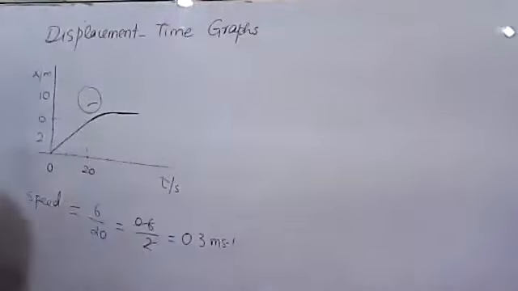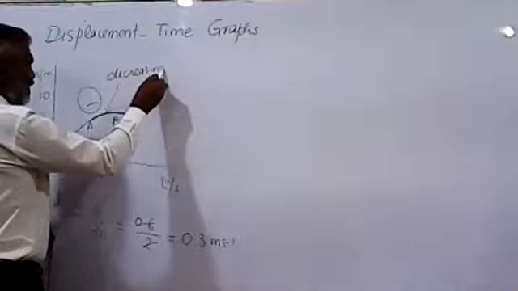The speed is decreasing because the gradient is decreasing. So speed is decreasing from this position if I label it as A and then I label it as B. So speed is decreasing from A to B. This is decreasing speed.